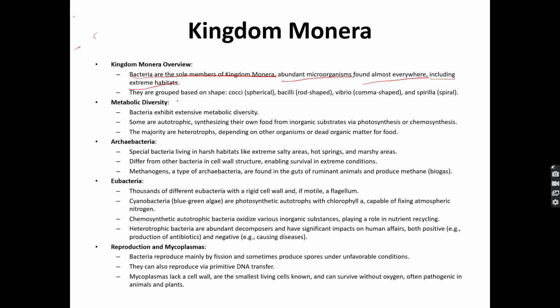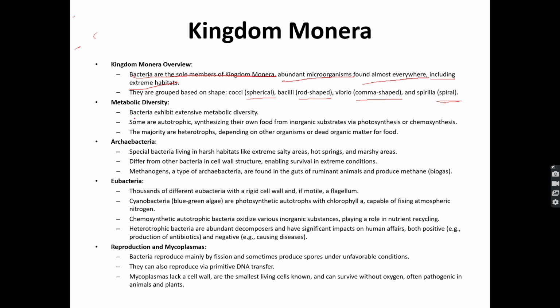So they are grouped in different categories on the basis of their shape. They can be cocci, those are spherical shape. Then bacilli, those are rod shaped. Vibrio, they are comma shaped. And there are spirilla, which are spiral shape. So as per the shape, the bacteria are classified in different groups.